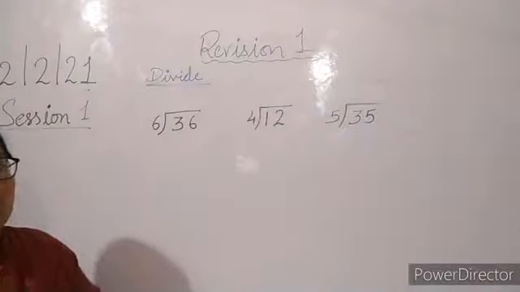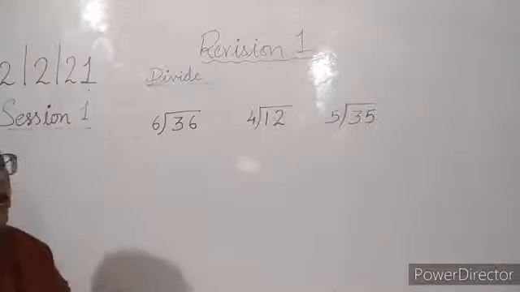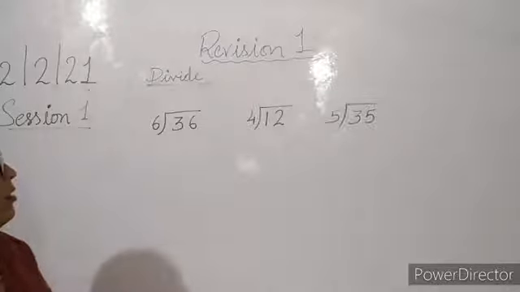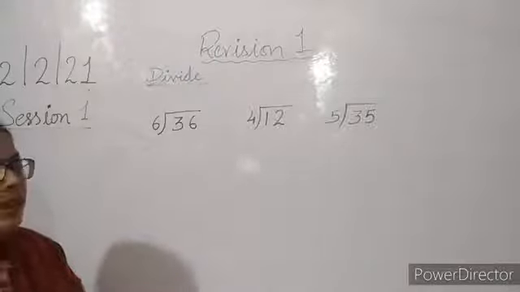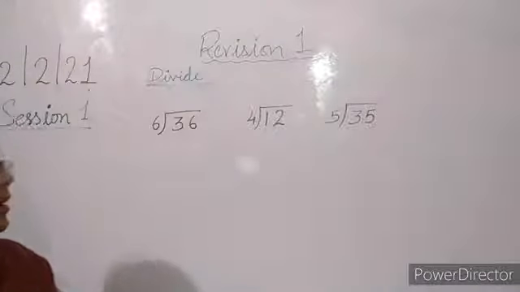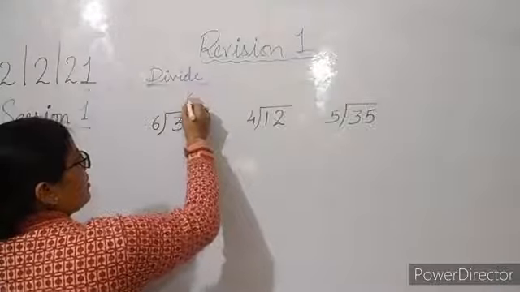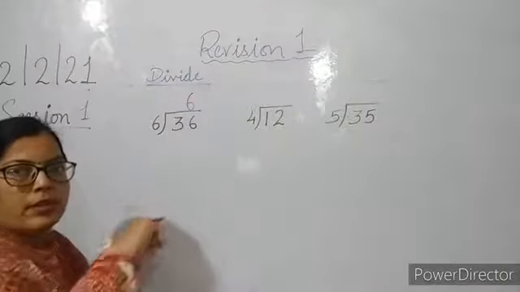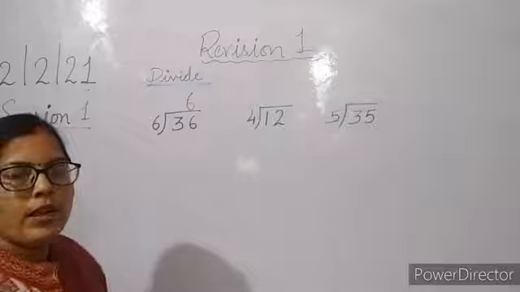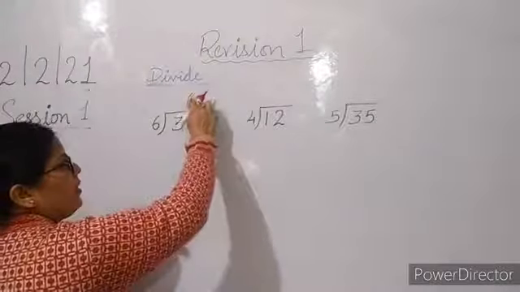When you recall the table, you will find that 6 sixes are 36. So we'll write the answer here at the top. This is our quotient. What is the quotient? It is the answer of division. The answer of division is called the quotient. So we write it here at the top.